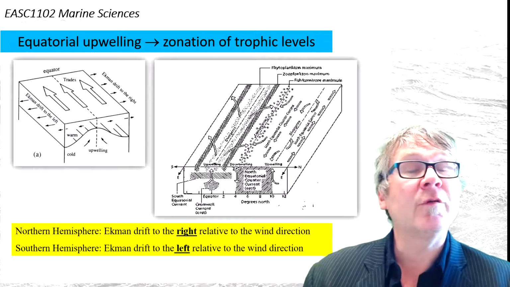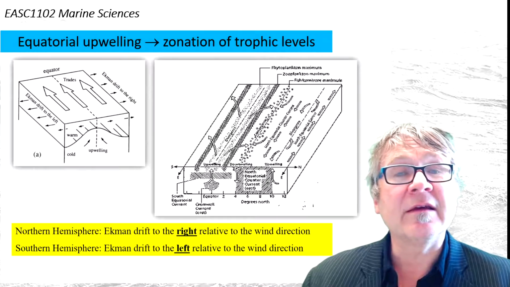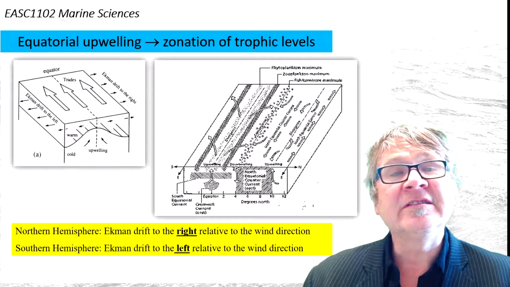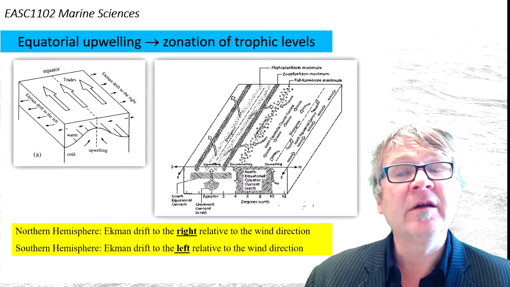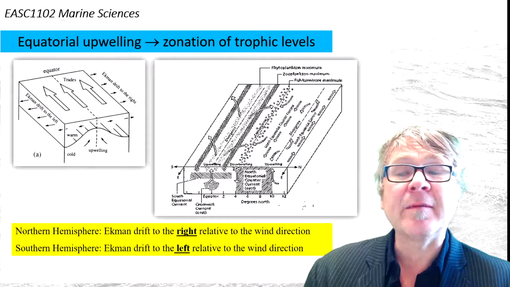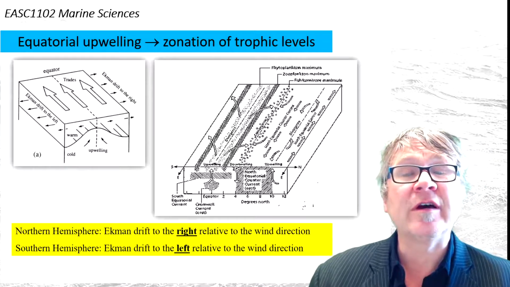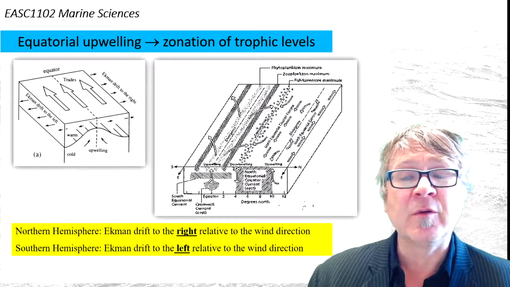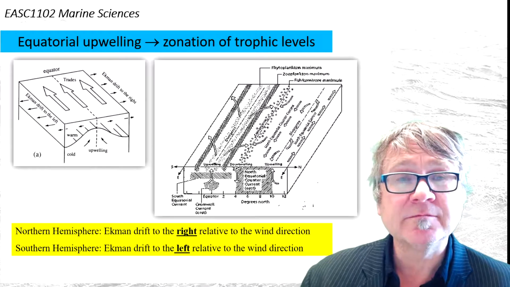Okay? So now you have to apply your knowledge. You know Ekman layers. The Ekman drift is the net movement in these layers, to the right with respect to the wind direction in the northern hemisphere and to the left in the southern hemisphere. So near the equator, the trade winds actually operate to move surface water away from the equator, to the north and to the south of the equator, and the upwelling mechanism replaces this water.